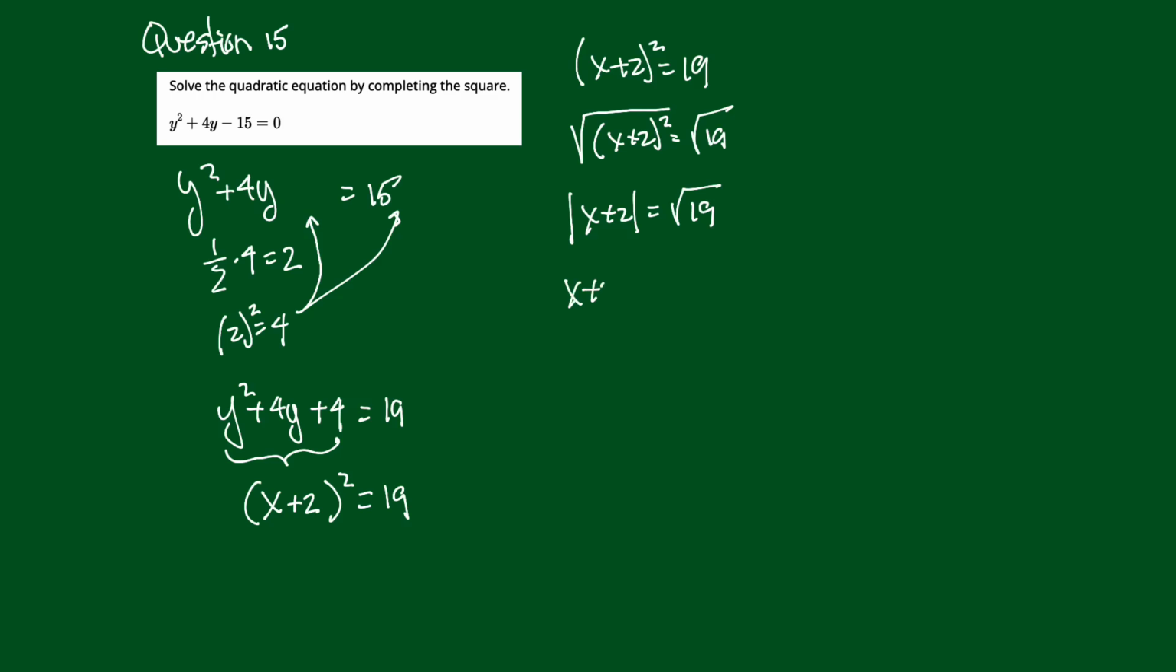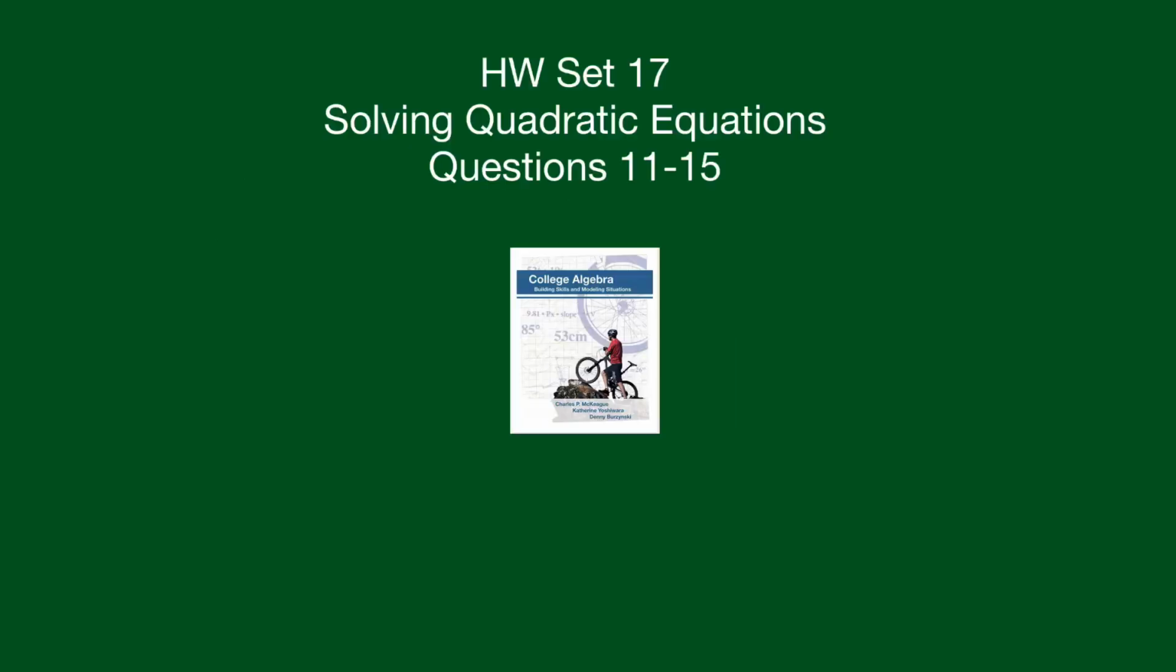So I'll get x plus 2 equals, now this is where you get plus or minus. I get plus or minus square root of 19. One more step. Let's subtract that 2, so we'll get x equals negative 2 plus or minus the square root of 19. And that finishes off questions 11 through 15 here in homework set 17.